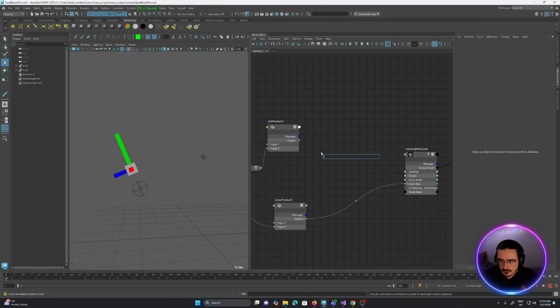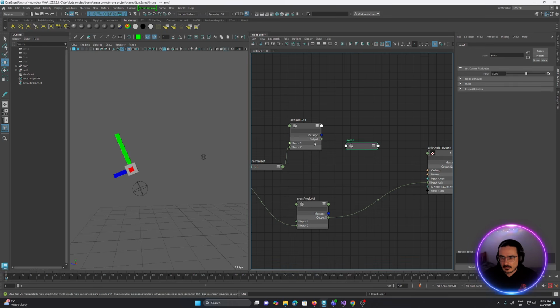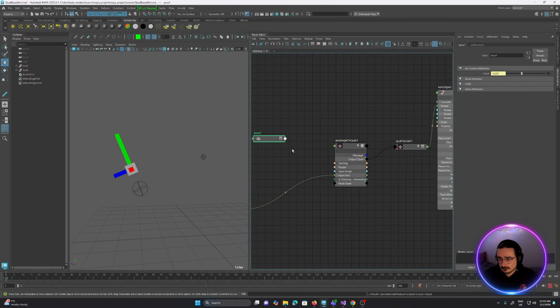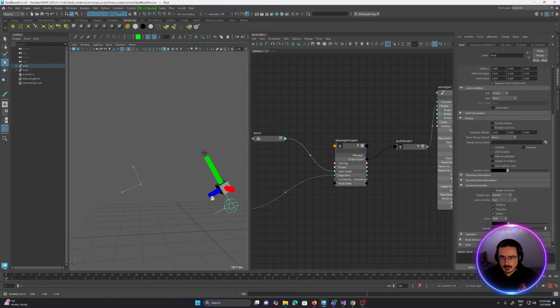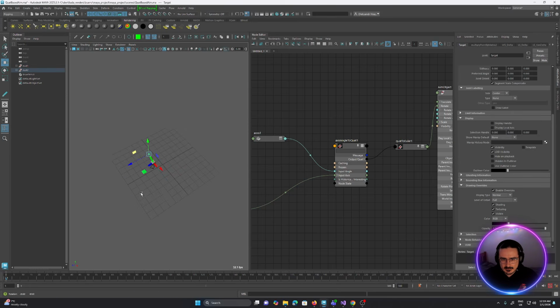And now to find the angle, we need to find the arc cosine of our dot product. Now when we connect, we can see that our aim vector, aim constraint now works as expected. So basically that's the same as we have for our standard aim constraint in Maya. Everything works exactly the same.